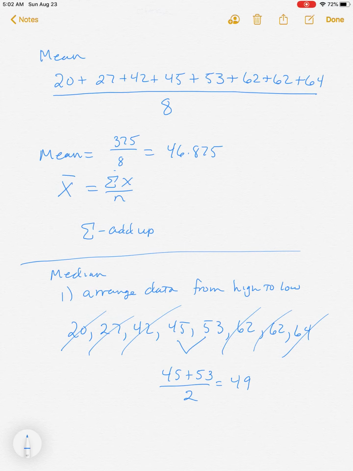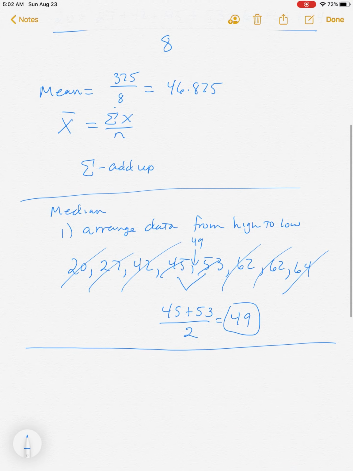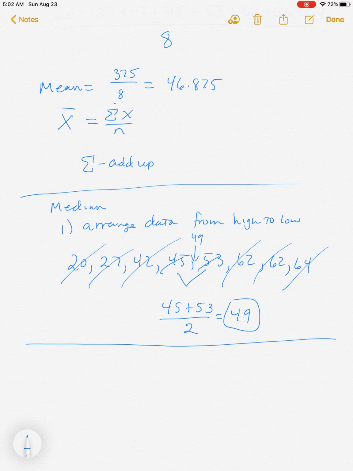So 49 is our median. So 49 would be a number that's right in the middle of these two, and it has 4 of the data points to one side and 4 of the data points to the other side. So 49 is our median for that problem. And you'll get lots of practice with this, but don't hesitate to ask.